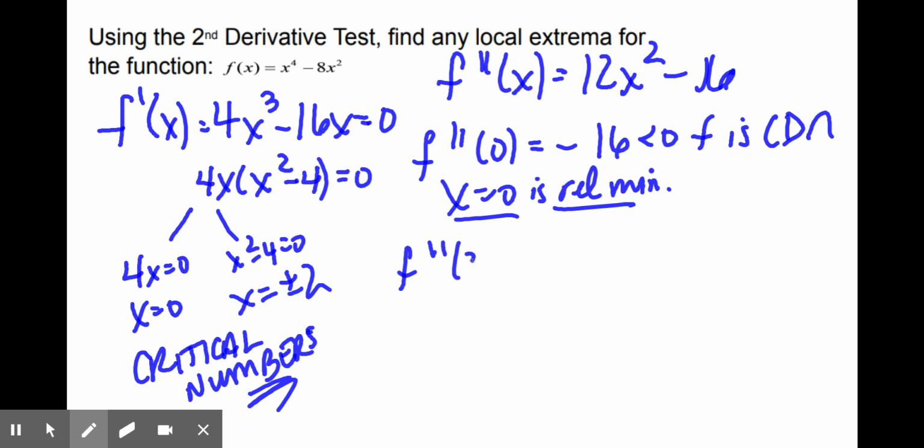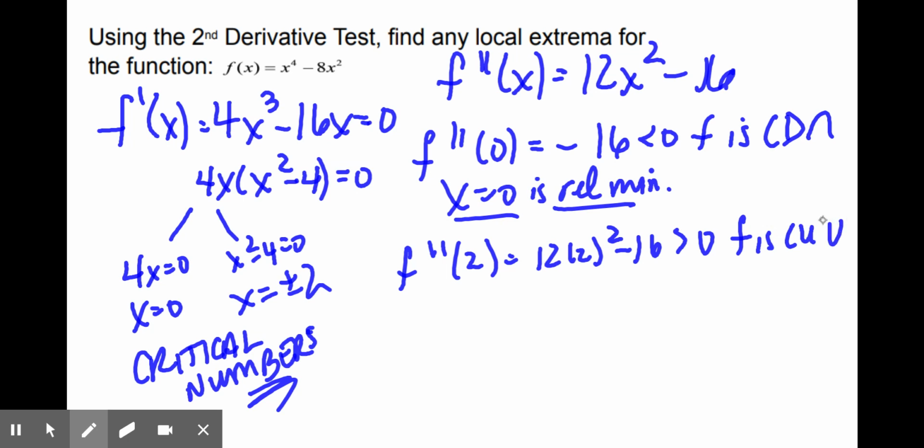If I find F double prime of 2, 12 times 2 squared minus 16, I don't know what that is, but I know it's positive. That's all I care about. So F is concave up. It looks like a U. X equals 2 is a relative max.